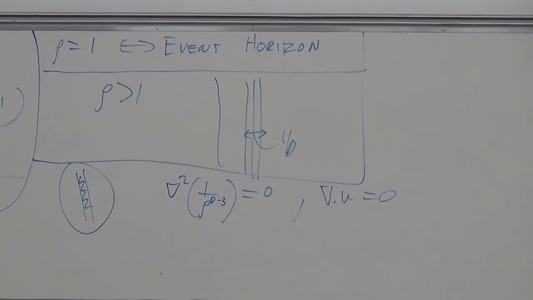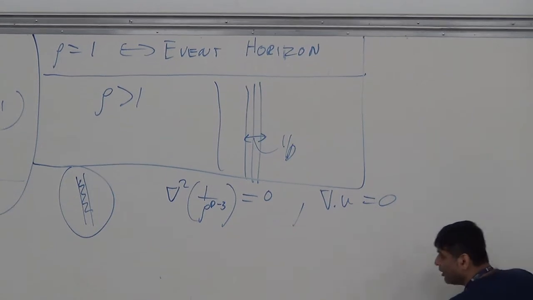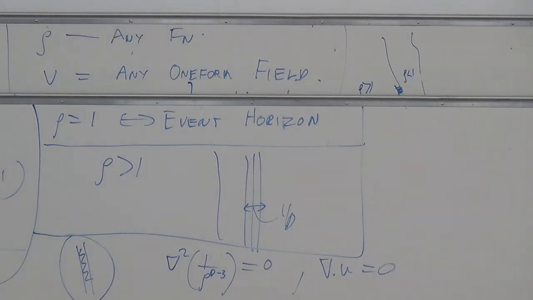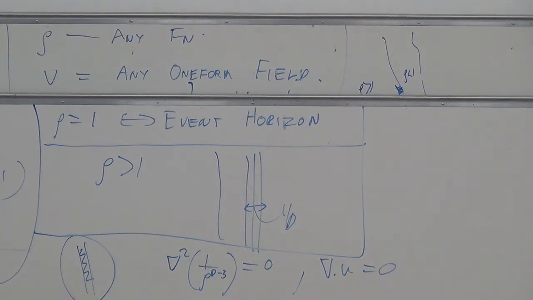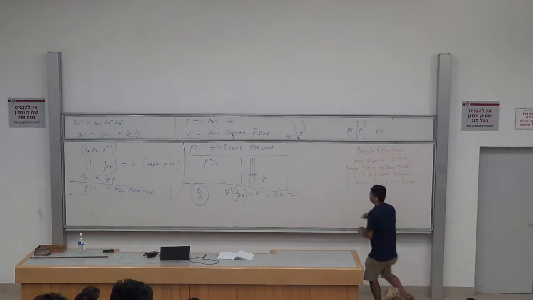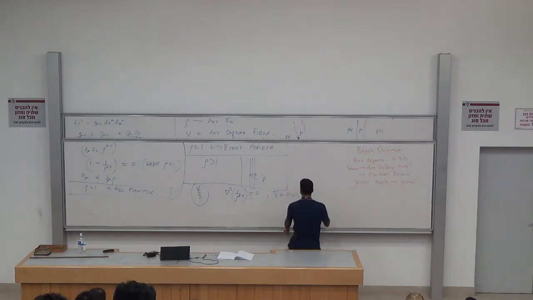Now, why is this important? This is important because this observation tells us that we now have a plausible starting point for a perturbative expansion of true solution space vectors. Let me explain what I mean. Okay?